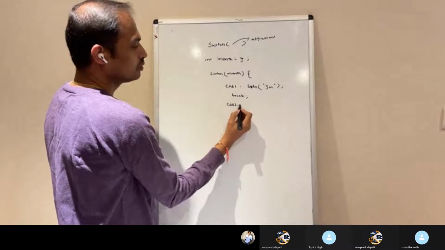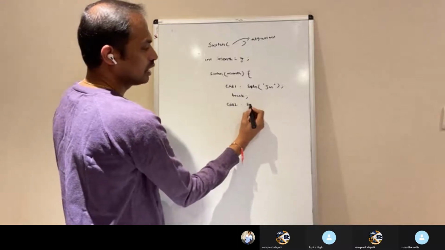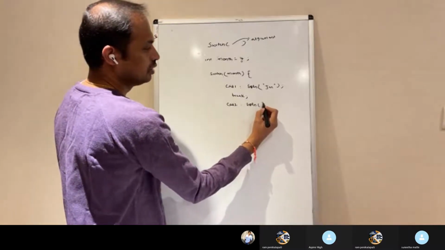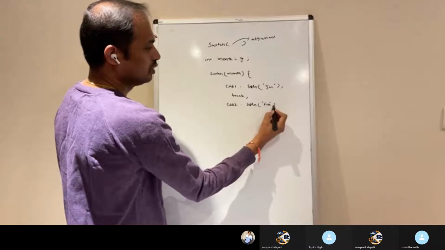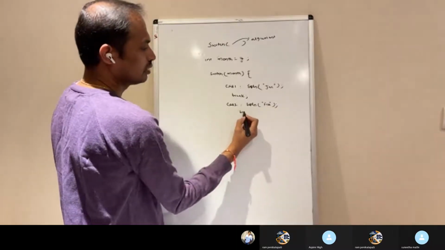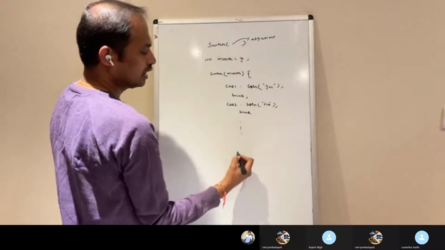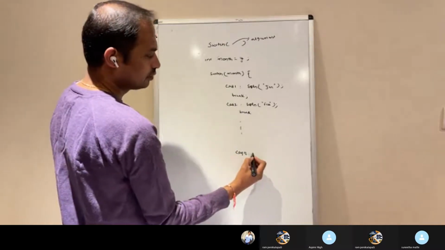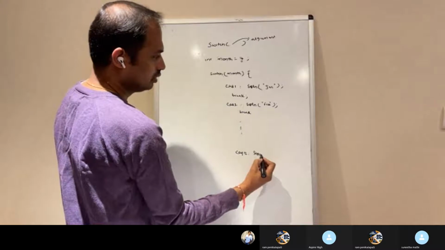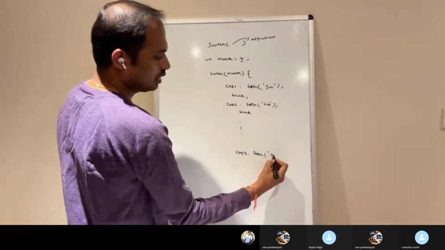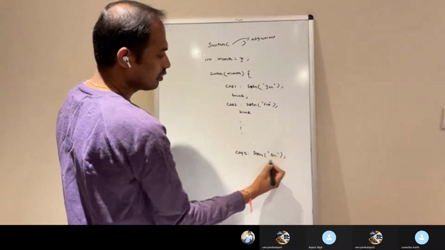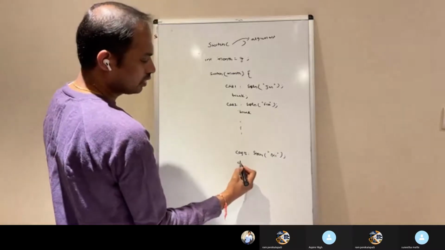Case 2, SOPLN February, break. So like this we can write until case 12, SOPLN December. Okay, default a break.